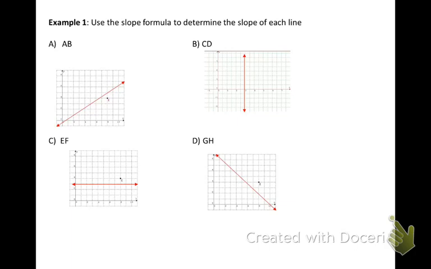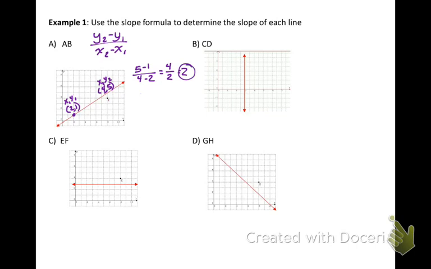So it says use the slope formula to determine the slope of each line. So this is line AB. You're going to find points on your line that match evenly. Well, I can see that 2, 1 is a point that matches up evenly, and 4, 5 matches up evenly. So there are my 2 points. Remember, you're doing y2 minus y1 over x2 minus x1. This would be x1, y1, x2, y2. So you would say 5 minus 1 over 4 minus 2. And you would get 4 over 2, which equals 2. So your slope on AB would be 2.